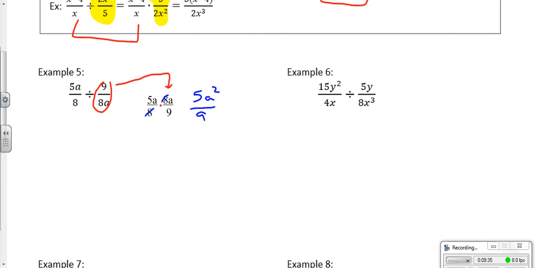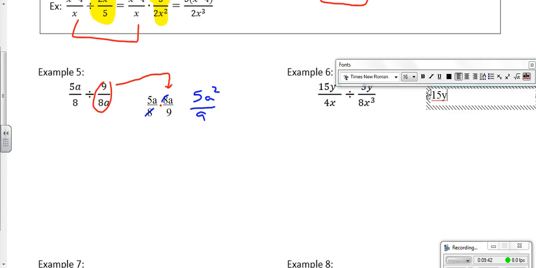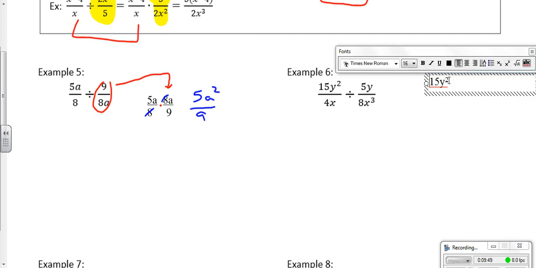Okay, next one. Next one would be 15y squared over 4x. And I'm going to make it multiplication by taking the second fraction and making the reciprocal.